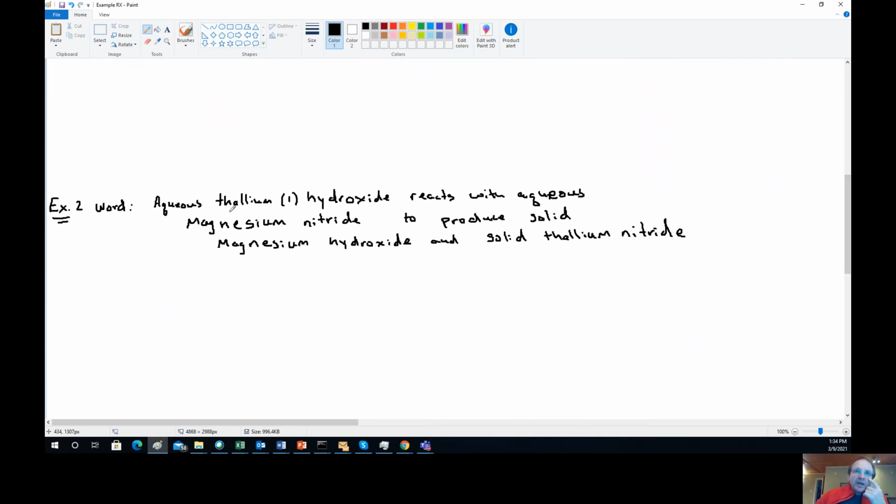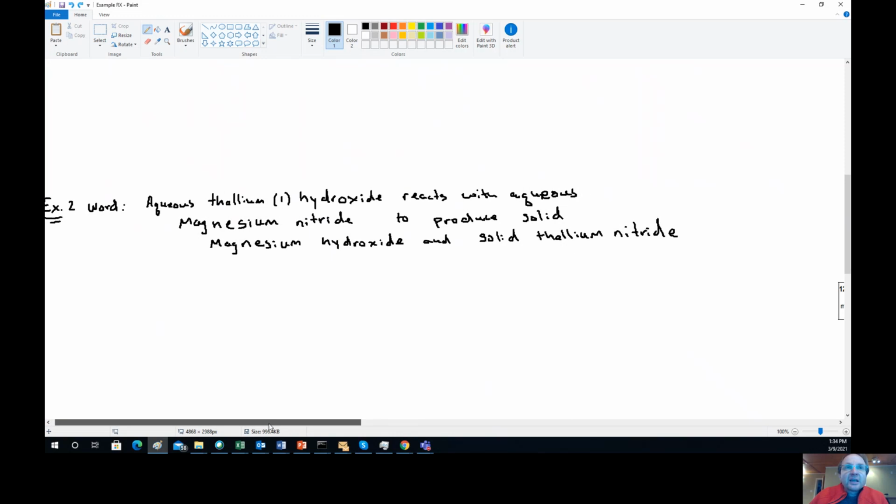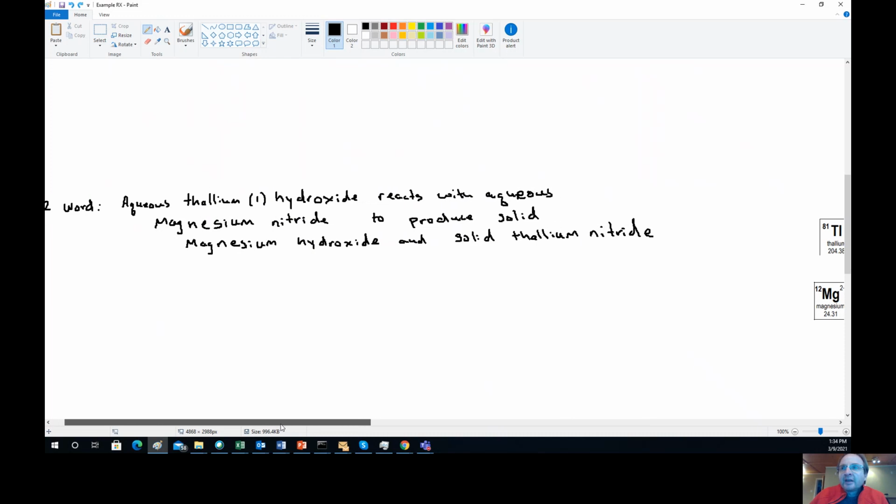Again, write this down. Aqueous thallium-1 hydroxide reacts with aqueous magnesium nitride to produce, you know, the arrow, to produce solid magnesium hydroxide and solid thallium nitride. Wow, so cool. Lots of cool stuff. Find these on your periodic table after you write the word equation down. Again, you're going to want to pause the video so you can write all that down.